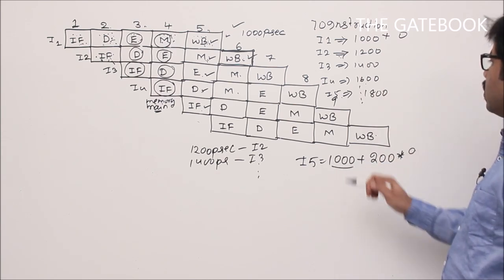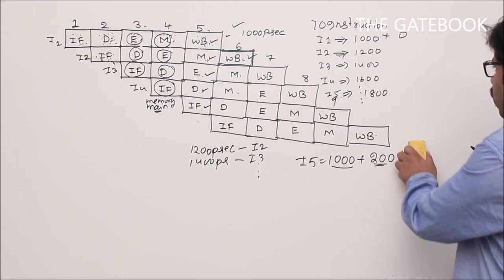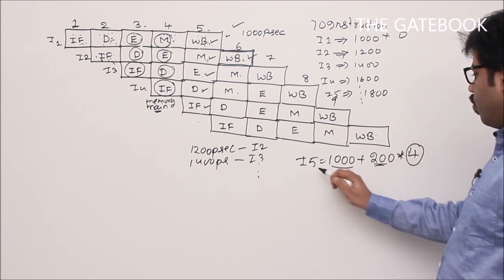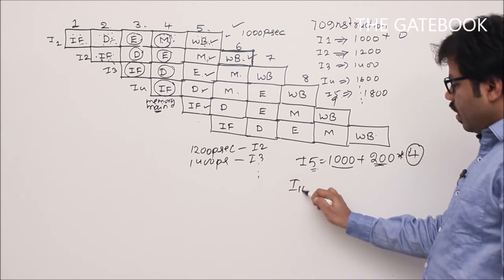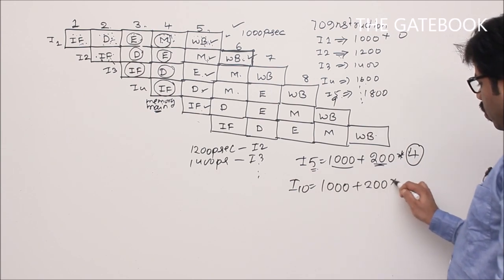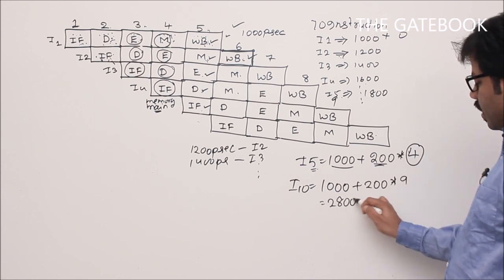So 1000 plus, here 200 into how many? 4, right? So 1800 for I5. So what is this 4? It is 5 minus 1. Then I10 equals 1000 plus 200 into 10 minus 1, that is 9. So it will be 2800 picoseconds.